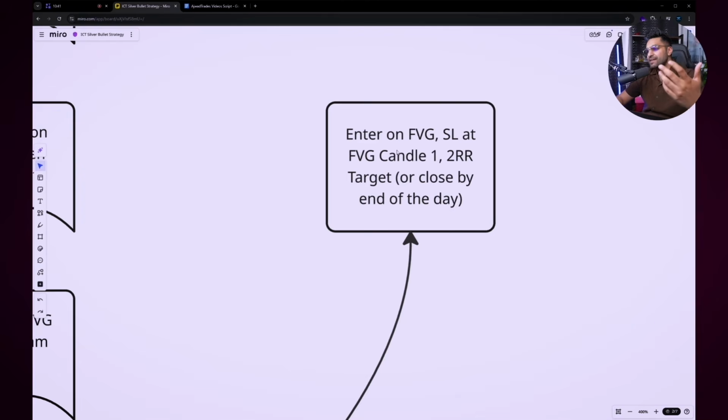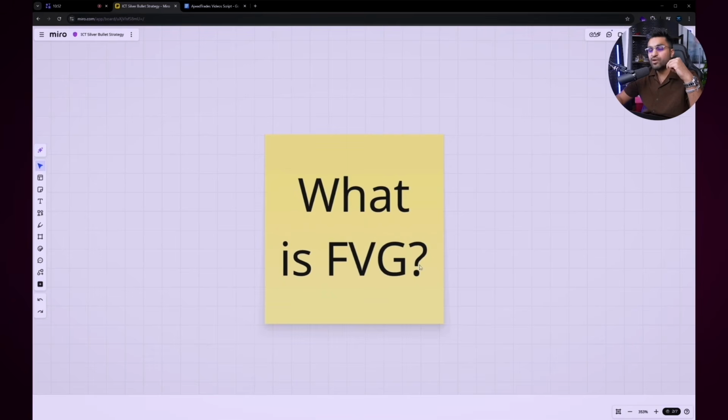Now, you might be thinking, what is candle 1 of the fair value gap, or what is a fair value gap? Maybe you don't know what that is. So if you have a question, what is a fair value gap? I'm going to simplify it for you to understand so that you know what I'm talking about. Where is candle 1? Where is the low of candle 1? What's the high of candle 1? How is a fair value gap being formed? What do we need to target? Where do we need to put our stops?